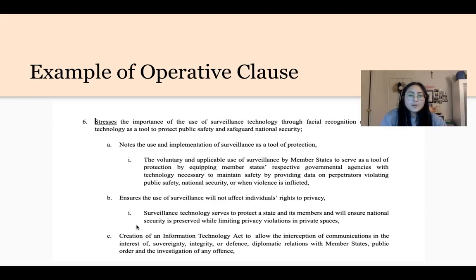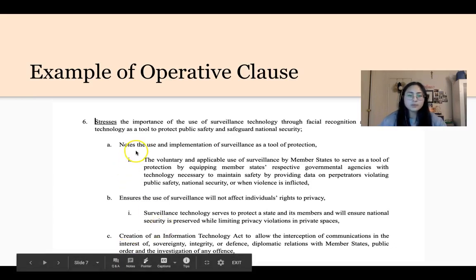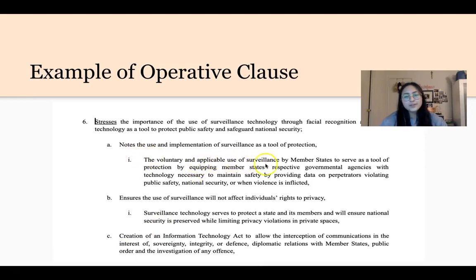So here we have operative clause 6. Stresses the importance of the use of surveillance technology through facial recognition and drone technology as a tool to protect public safety and safeguard national security. Sub-operative clause A notes the use and implementation of surveillance as a tool of protection. And then I'm not even going to bother with the terminology for this. Roman numeral 1, the voluntary and applicable use of surveillance by member states to serve as a tool of protection by equipping member states' respective governmental agencies with technology necessary to maintain safety by providing data on perpetrators violating public safety, national security, or when violence is inflicted.